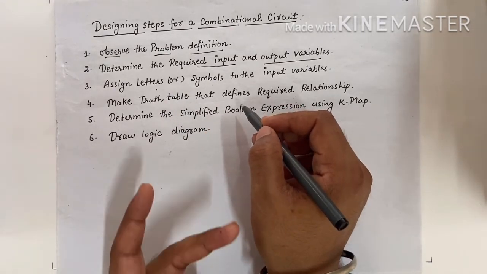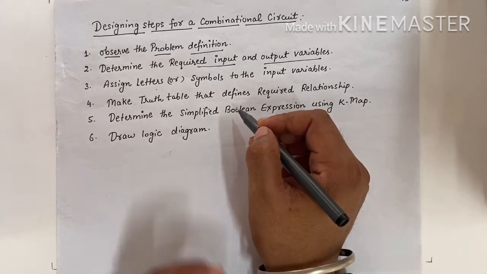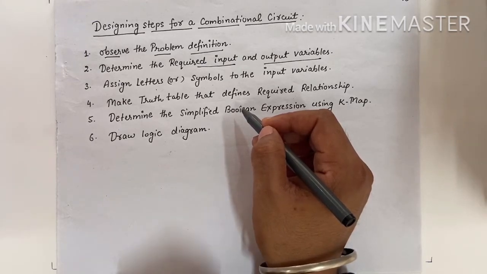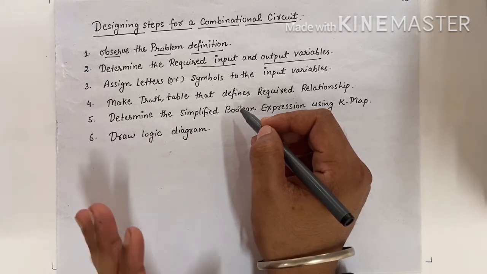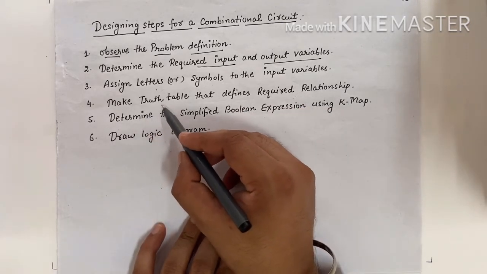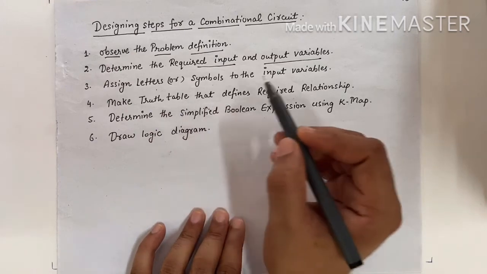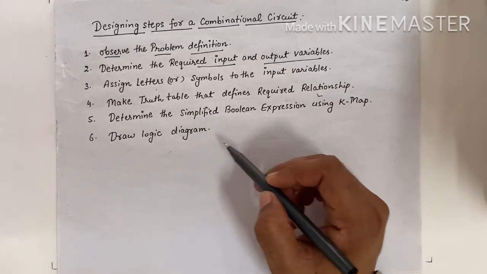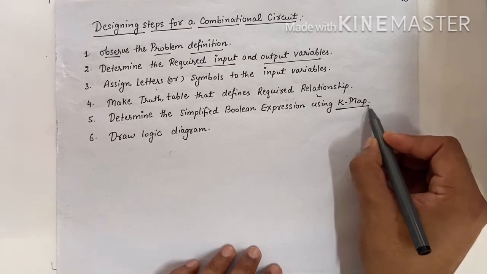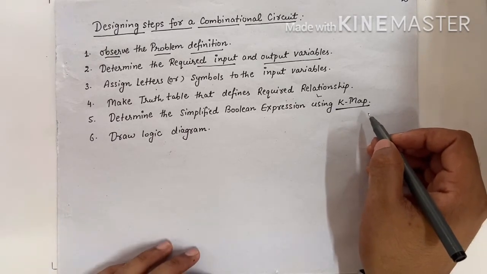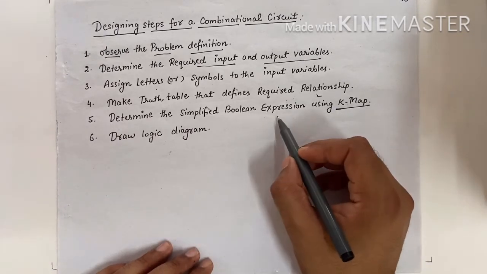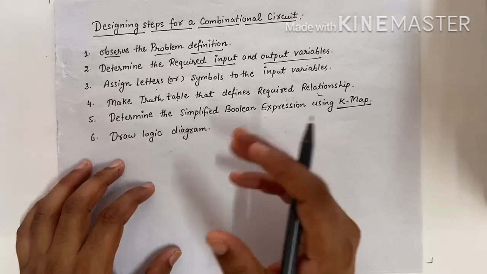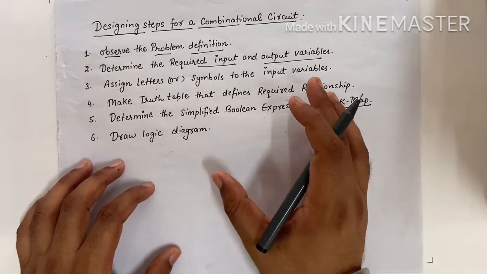Suppose we have considered two input variables, then we can give the names A and B to the inputs, and give a symbol to the output also. Suppose we represent the output as Y, whatever you want, you have to represent it. Fourth point is that you have to make a truth table that defines the relationship. After that, you have to simplify the Boolean algebra expression using K-map, which we have learned in the previous video. With the K-map, we can simplify the Boolean expression that we define with the truth table. After that, we have to make a logic diagram.